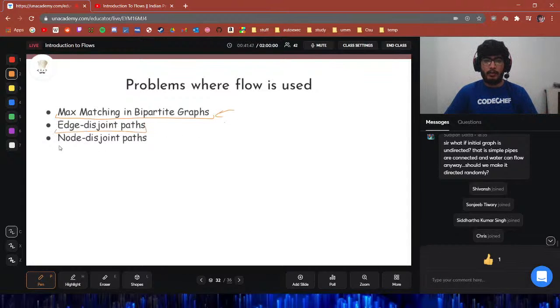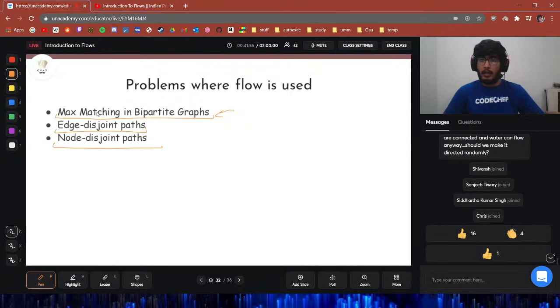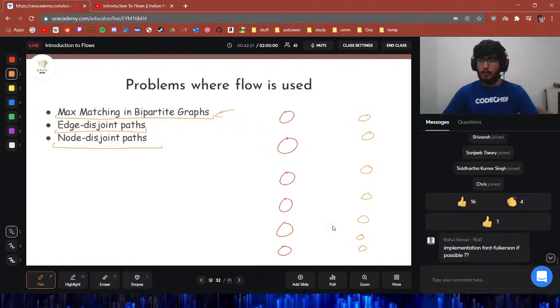There are also edge disjoint paths and node disjoint paths. These are not used that much, but we are going to see what those mean, so that you can model the other special questions in flows yourselves, right? So in maximum matching in bipartite graphs, a bipartite graph is basically a graph where the nodes can be colored in two colors, where there is no edge between two nodes with the same color, right?